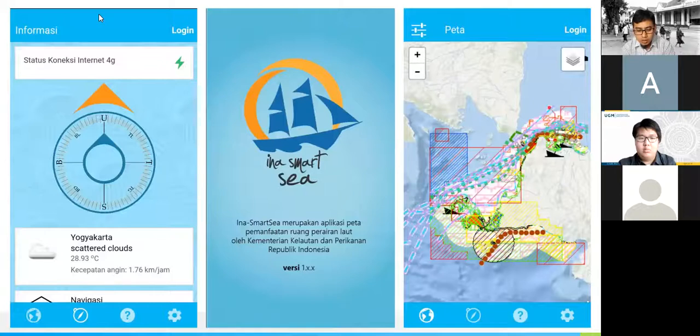Actually, back in 2016, if I'm not mistaken, Pak Andi, we developed something like this. It's called Ina Smart Sea, to help the Ministry of Fisheries and Marine Affairs, or KKP in Indonesia, for the fishermen to identify the permitted location for them to conduct their fishing. Maybe Pak Andi will have some discussion about this later, but maybe you can remember about this, Pak Andi. And this is one of our earlier efforts to visualize the unseen boundaries on the ocean.